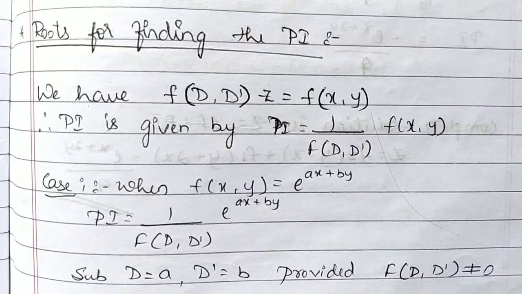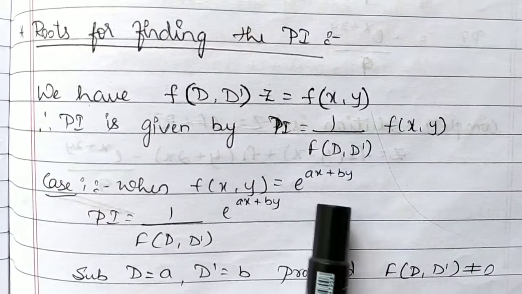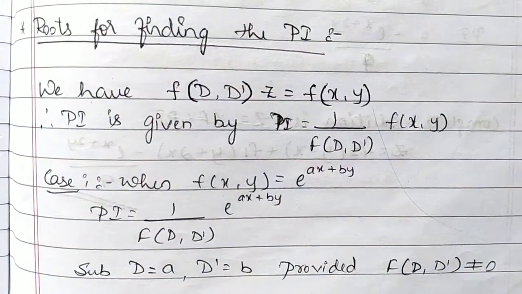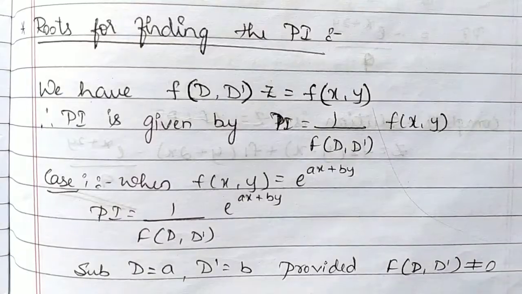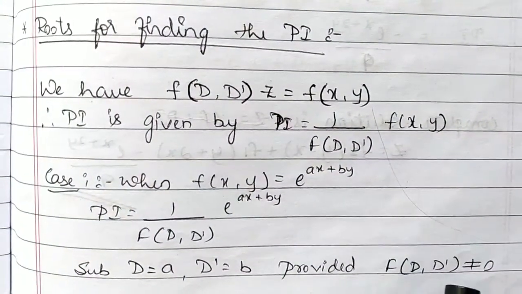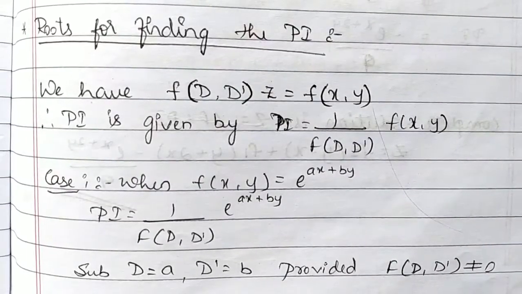So case 1 is exponential. When the right hand side function is in the form e power ax plus by, to find the particular integral, write it like this. And the procedure is to substitute D equal to a, D dash equal to b, provided f of D, D dash is not equal to 0. We will see one example.